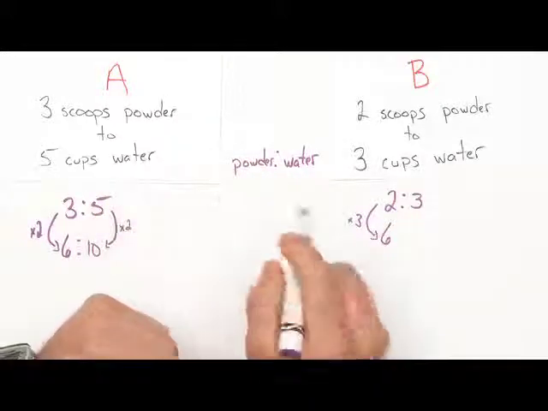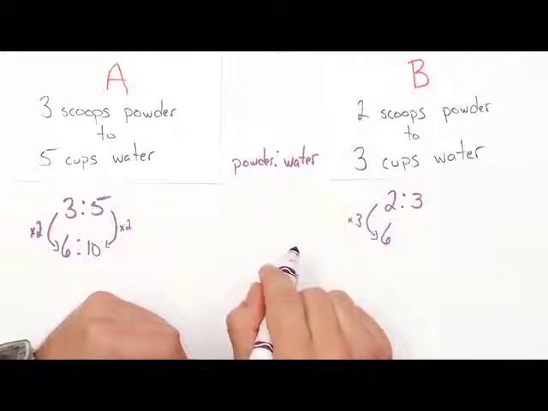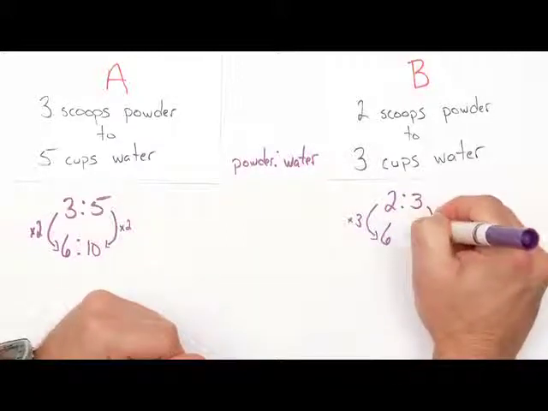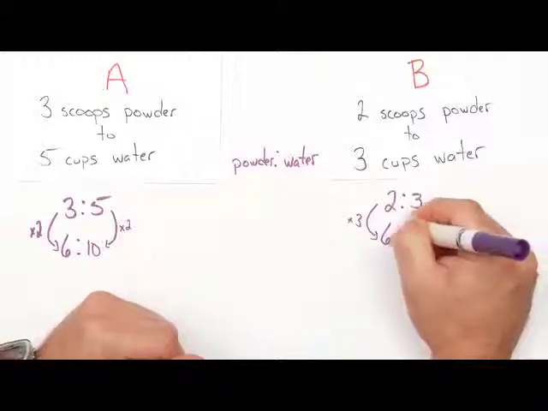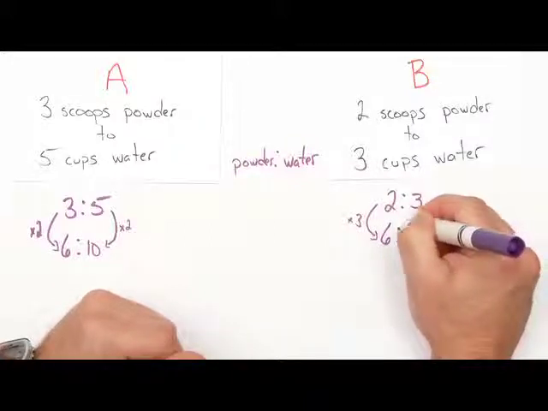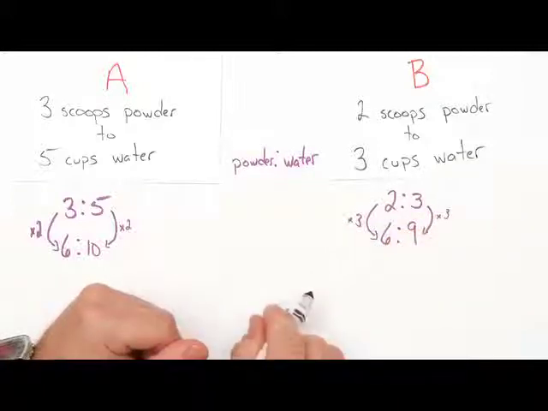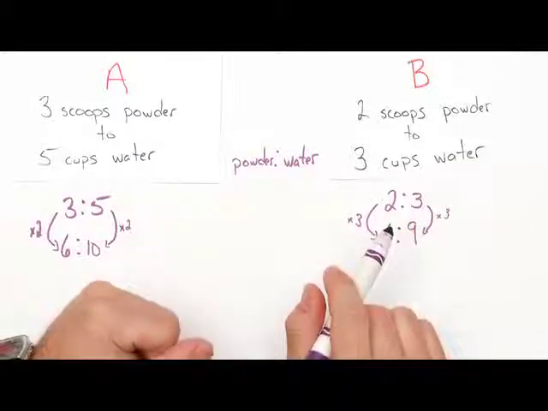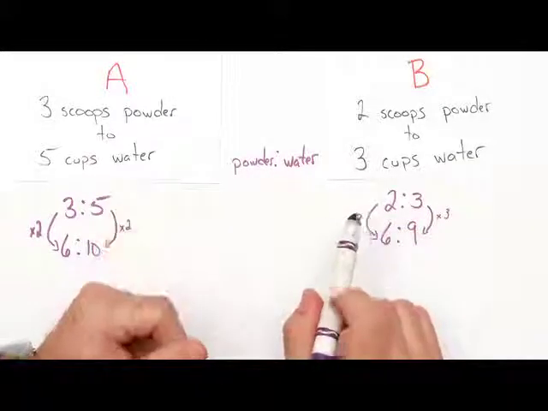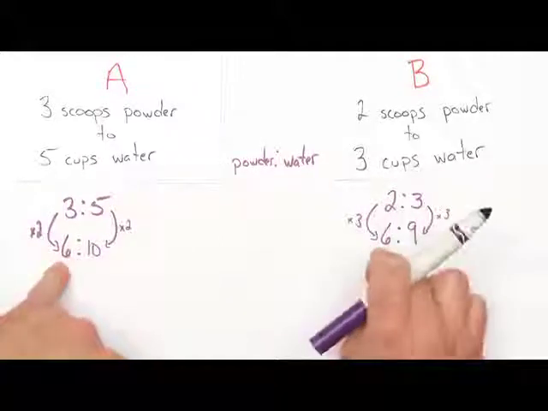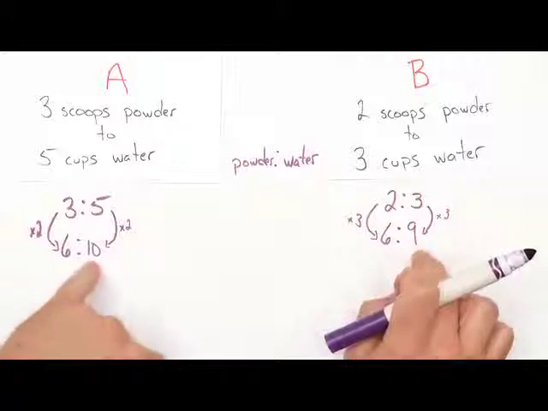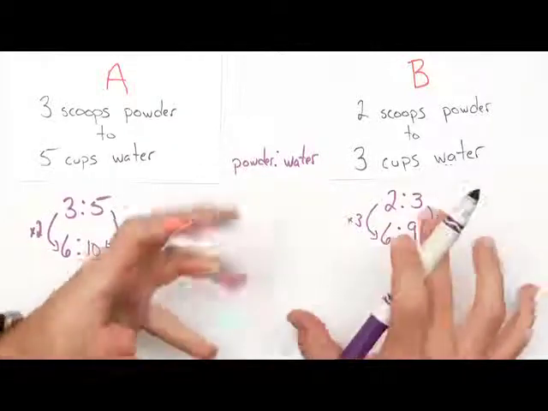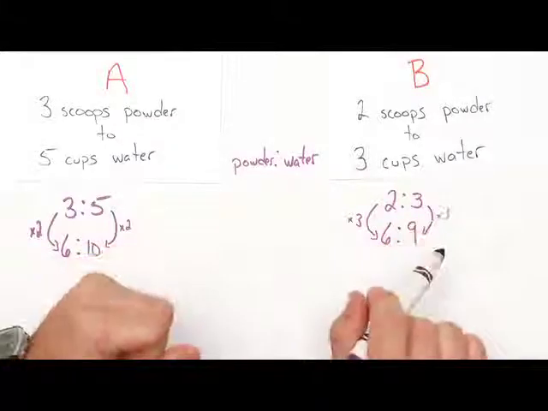That's going to give me a new ratio of 6 to 10 for recipe A. And over here, since I'm multiplying the 3 by 3, that's going to give me a ratio of 6 to 9. Let's compare the ratios. Both recipes use the same amount of powder. Recipe B uses less water than recipe A. So recipe B gives the stronger drink.